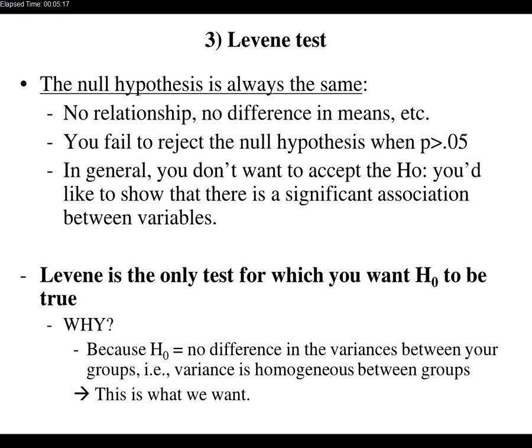In Levene's test, it's different. All right, Levene is the only test for which we do want the null hypothesis to be true. And why is that? Because the null hypothesis equals no difference in the variances between your groups, and we want the variance to be homogeneous. We want it to be the same in both groups, or else we violate the assumption of homogeneity, okay? And that's what we don't want to do. So we want that null hypothesis to be true.